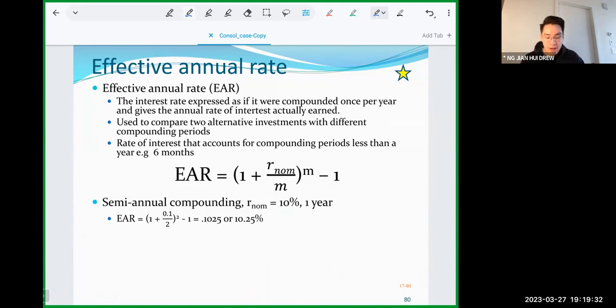Okay. So effective annual rate, basically, we are converting the rates given based on the various compounding. Can you see here? So the nominal divided by M, where M is the number of compounding periods. So we are converting this rate based on M number of compounding periods into a rate as if it is only compounded once a year. So it's as if it is compounded once a year, so that we can do comparison. That's the main thing for the effective annual rate.